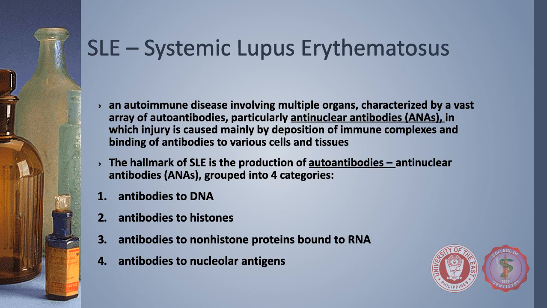And a very good example of an autoimmune disease is systemic lupus erythematosus or SLE. This autoimmune disease, as the name implies, affects multiple organ systems and is characterized by the presence of anti-nuclear antibodies. The next slide will show other few examples of autoimmune diseases.